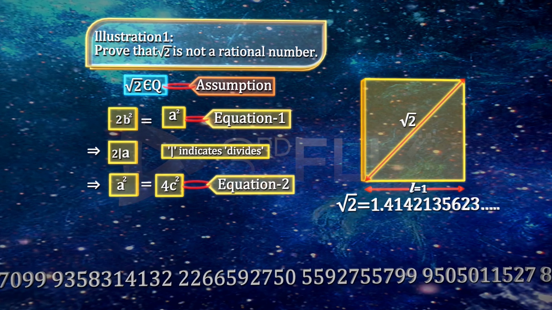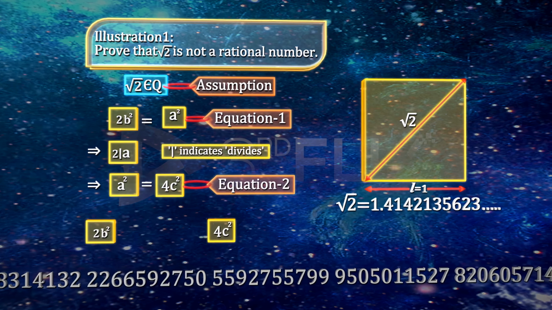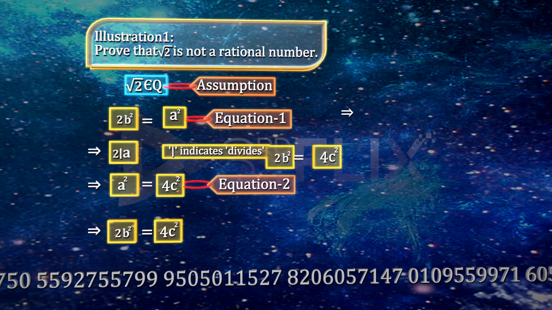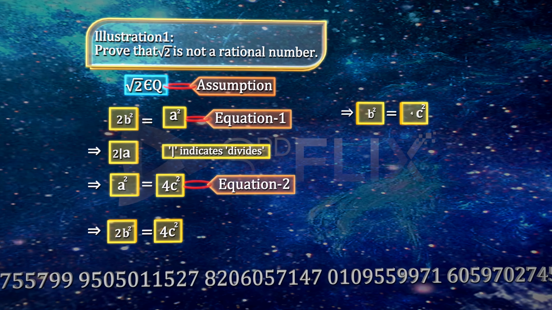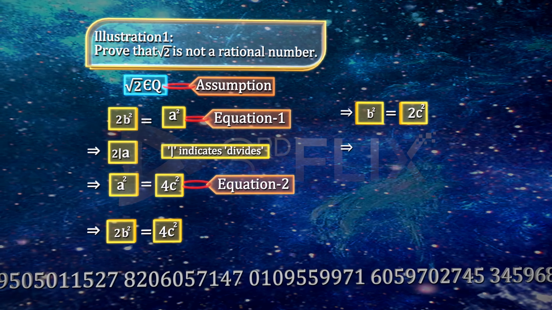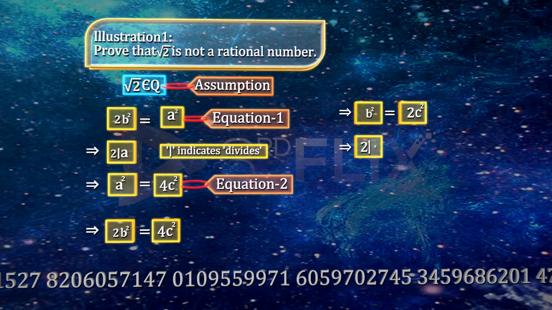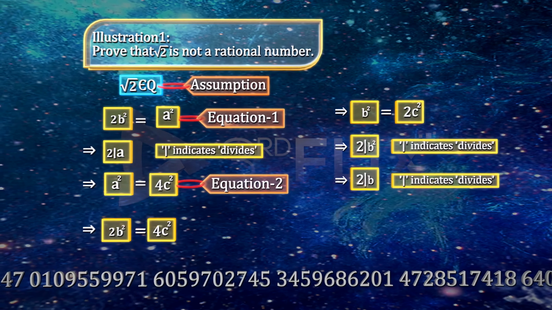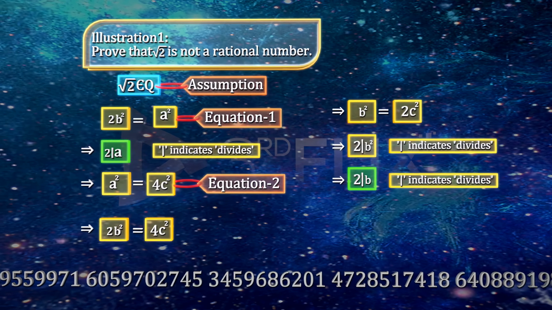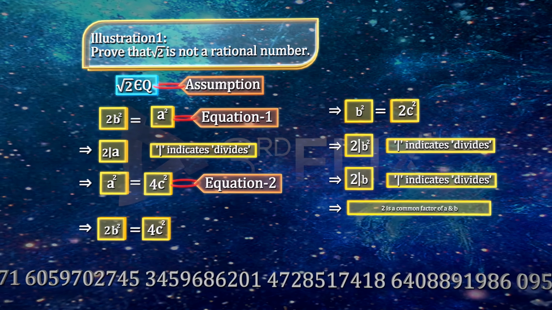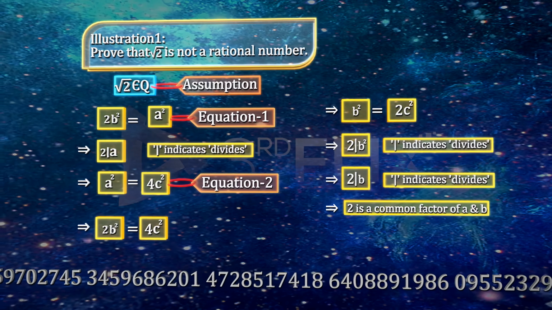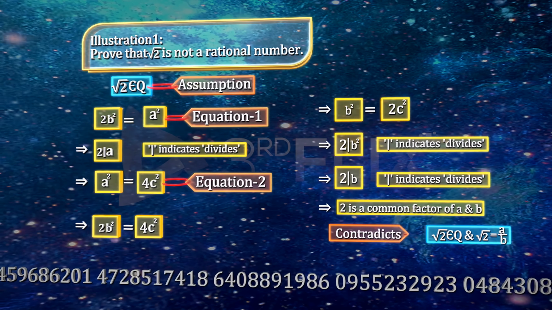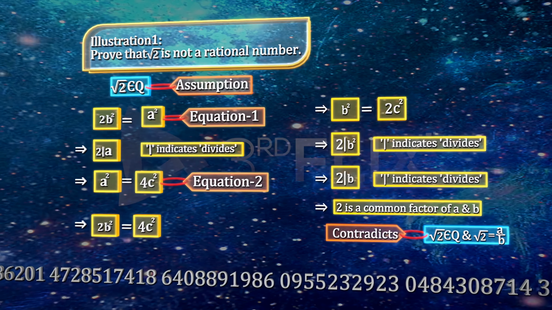Now from 1 and 2 we get 2b square is equal to 4c square, implies we get b square is equal to 2c square, implies 2 divides b square implies 2 divides b. Now 2 divides a and 2 divides b implies 2 is a common factor of a and b. This contradicts our assumption that a and b have no common factor other than 1.